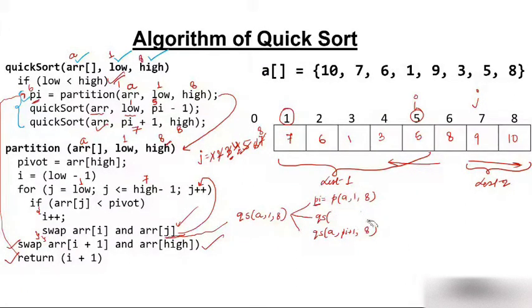So let me give you the real example. If I take the real example, the pi value is 6. So this will break into 1 to 5, and then 6 is fixed, then 7 and 8. Again I'll call this quicksort. It will again call pi equal to partition(array, low, high), and on the basis of this pi I'll divide the array. The moment I keep on doing this, my array will get sorted, and finally I'll get the sorted array.